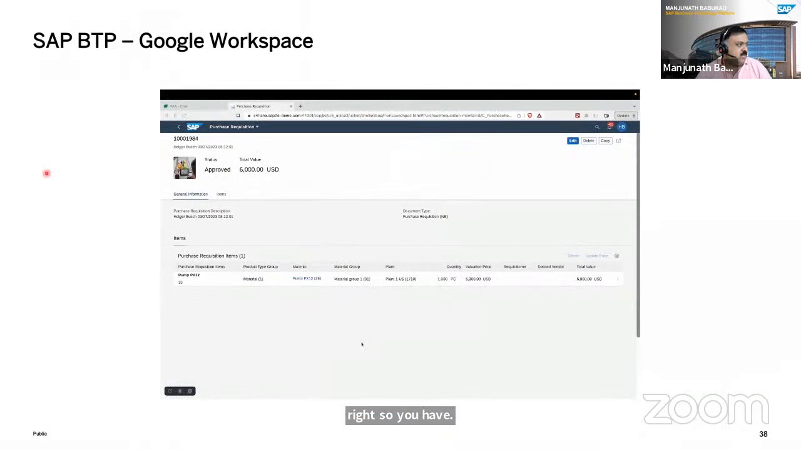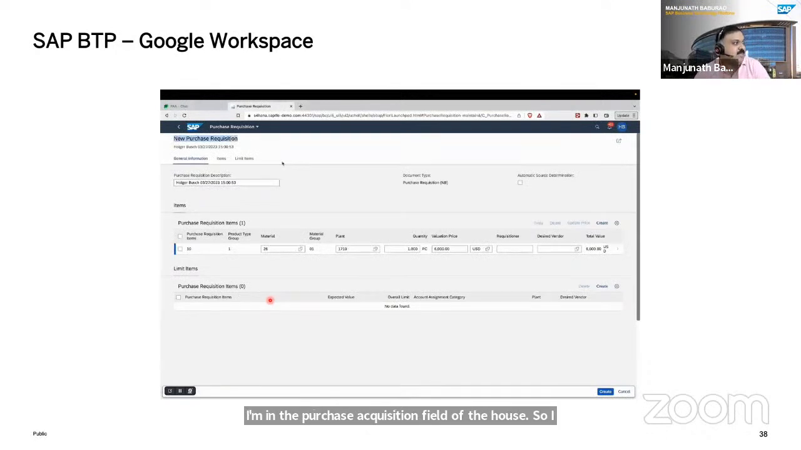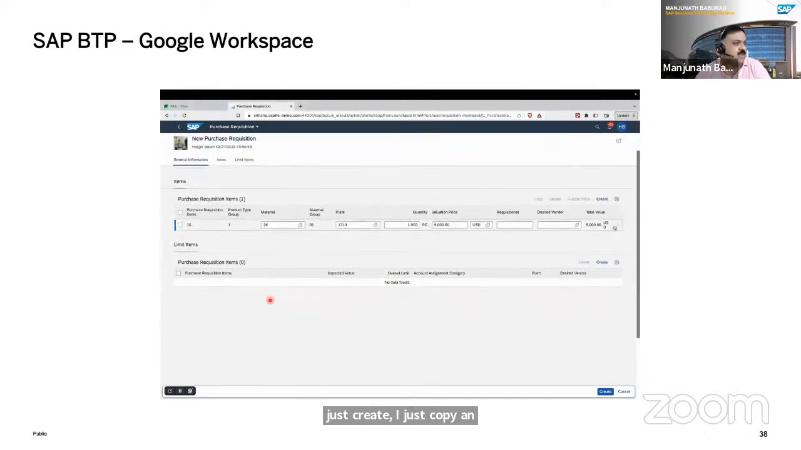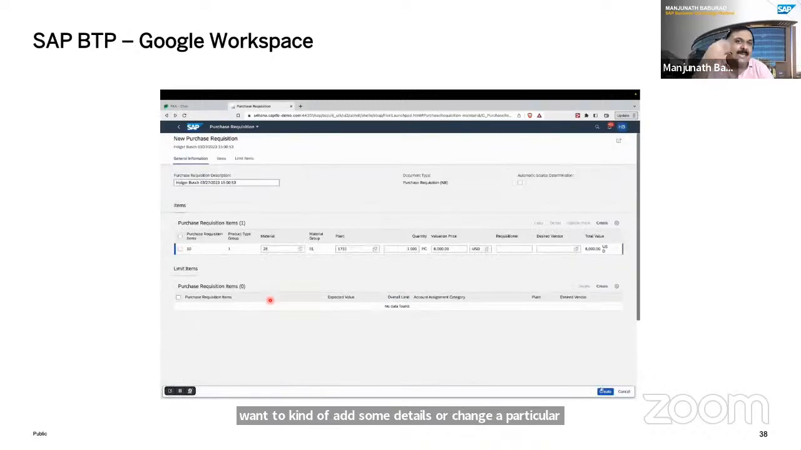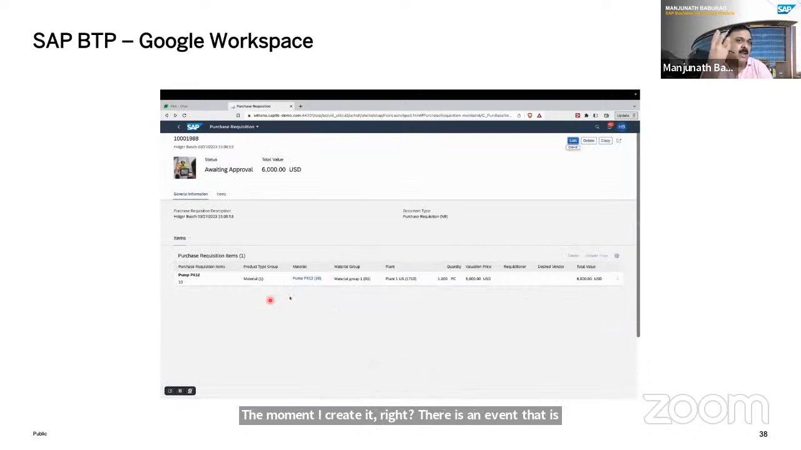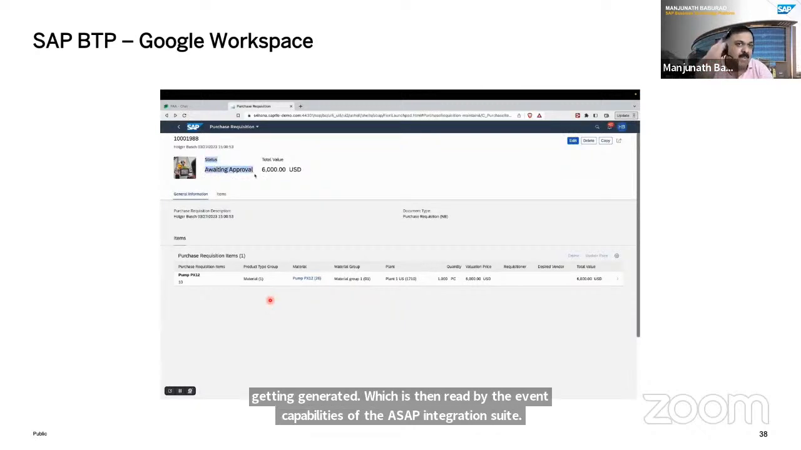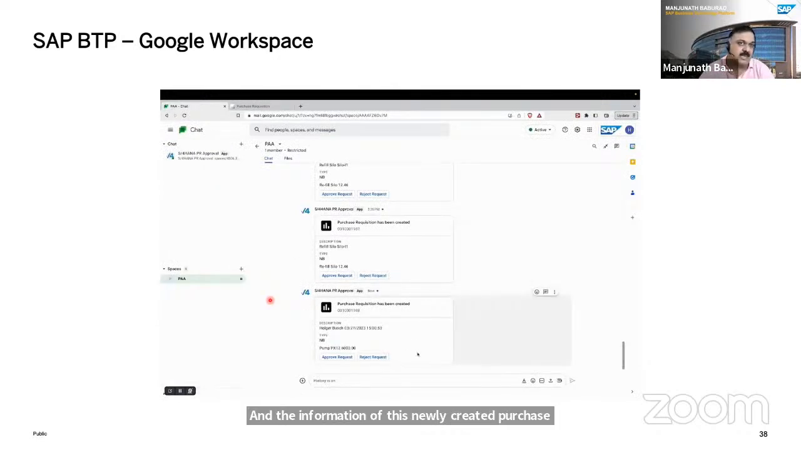You have a solution that is running here. So you have this purchase requisition. I'm in the purchase requisition app. I just copy an existing purchase requisition and create a new one. If I want to add some details or change particular data, I change it. The moment I create it, there is an event that is generated, which is then read by the event capabilities of the SAP Integration Suite, and the information of this newly created purchase requisition is automatically pushed into Google Workspace.